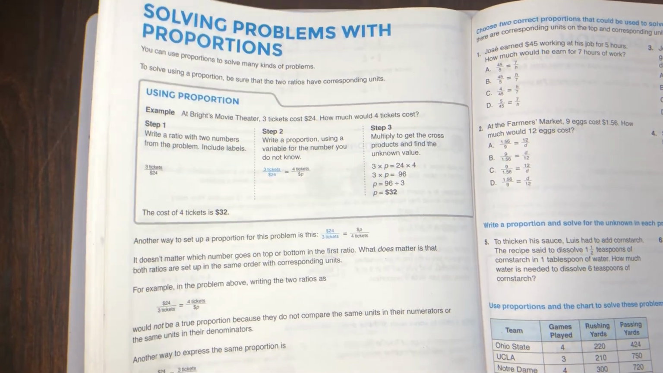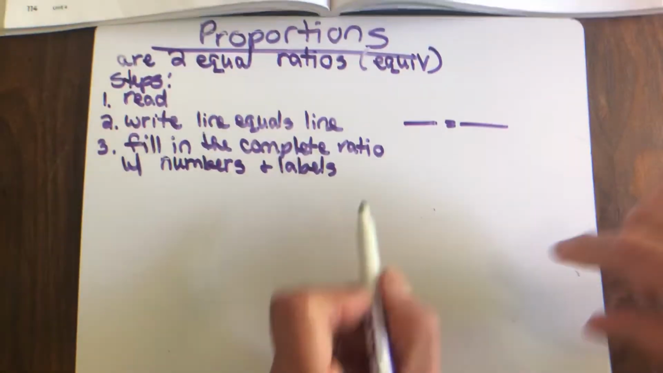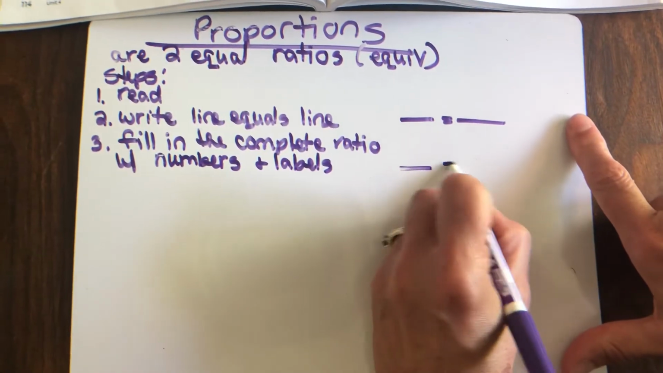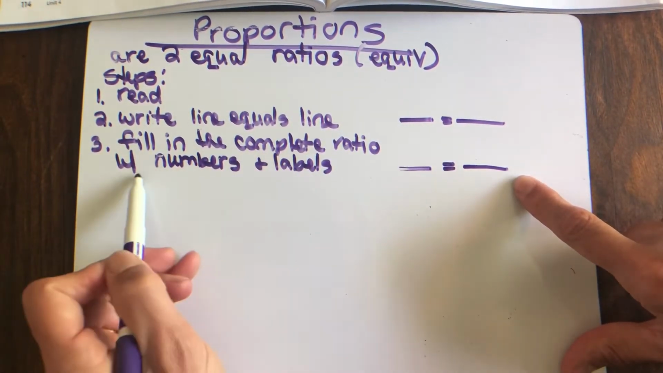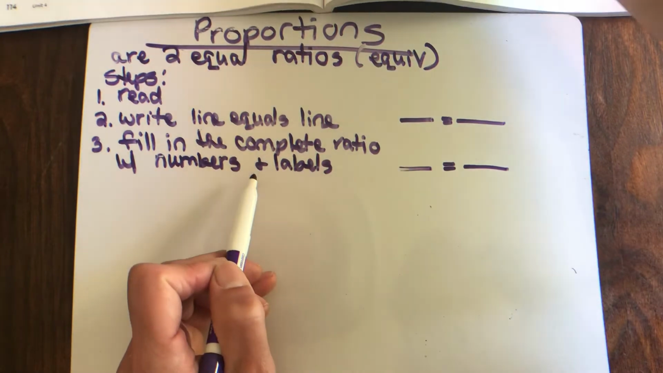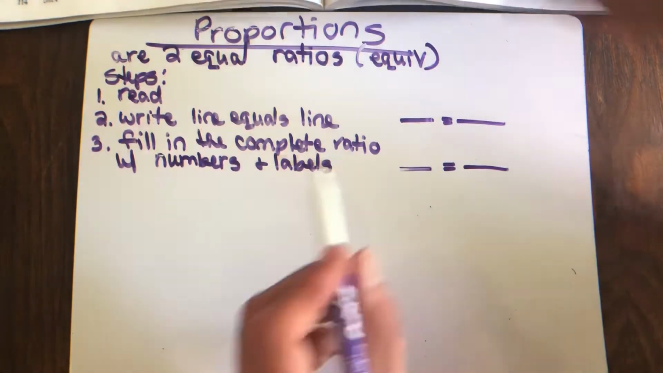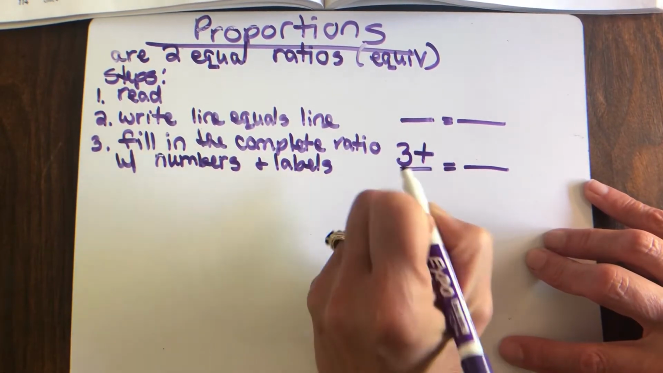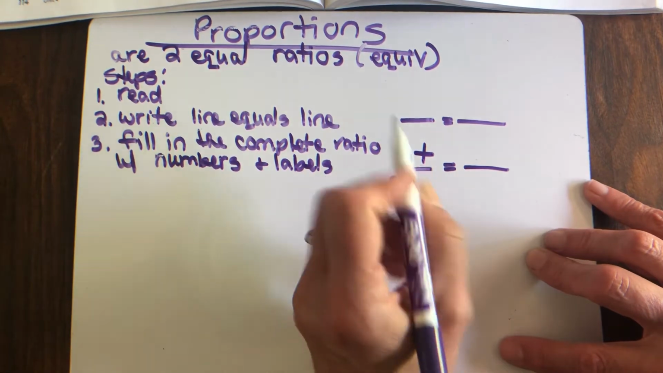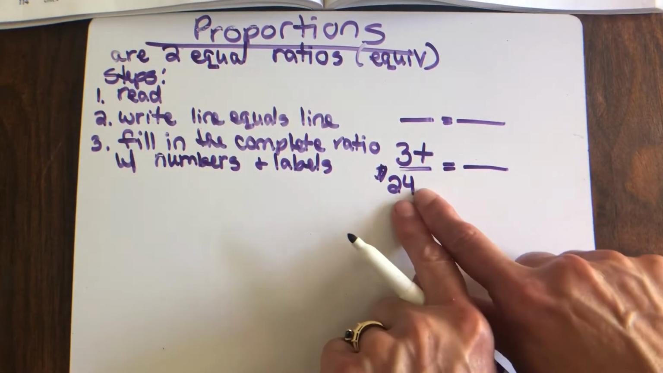So let's go over here and continue with our steps. So we have line equals line already on our paper. I'm just going to write this in sequence. We want to fill in the complete ratio with numbers and labels. Well, on this problem, it said you had 3 tickets cost $24. That's my complete ratio. So I have 3T, and it's $24, so you can put your dollar sign before. I don't care where you put it. It's just you want to have it labeled.